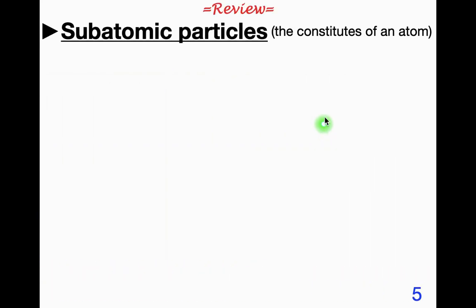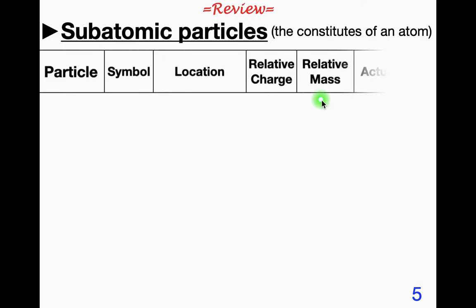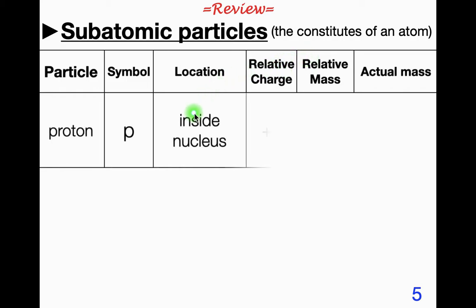Okay, subatomic particles, the constituents of an atom. Now we're going to list what the particle is: symbol, location, relative charge, relative mass, and actual mass. Now the term relative just means one thing compared to another. So for example, if you were 16 years old and I was 48, we could say your age is 1, my age would be 3, without any units associated with that, like minutes or hours or years. So relative, just one compared to another, as you'll see.